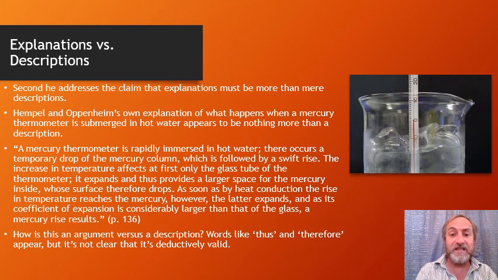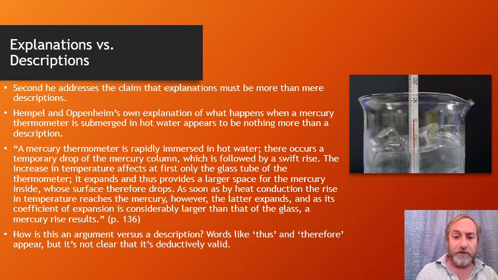So this is supposed to be an explanation of what goes on when you dunk a mercury thermometer in hot water. I think I actually have a picture of ice water there, but I couldn't find a picture of hot water. It sort of looks like maybe rapidly boiling water, right? So Scriven's point is, is that an explanation or a description? It could be either. They're just describing a lot of things that happen in sequence, right?